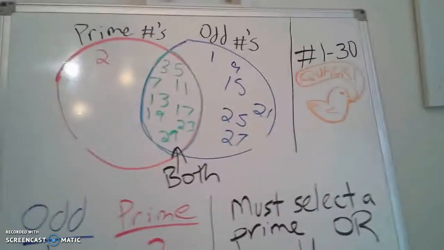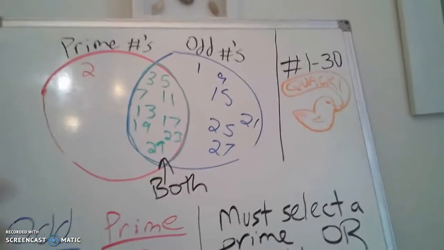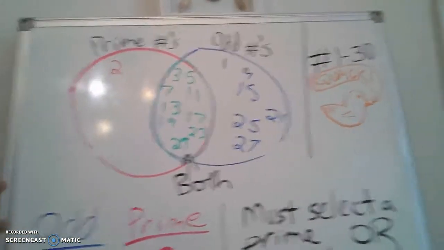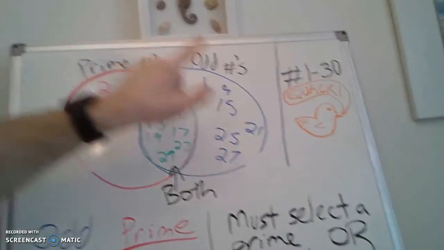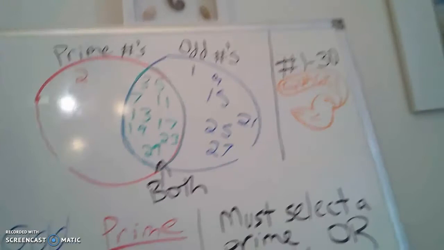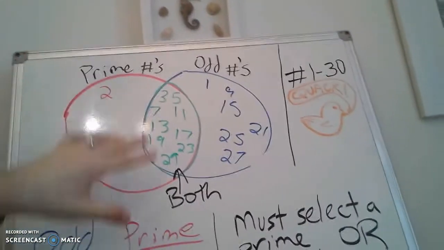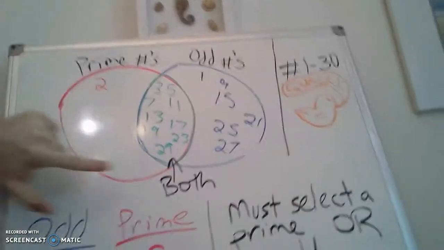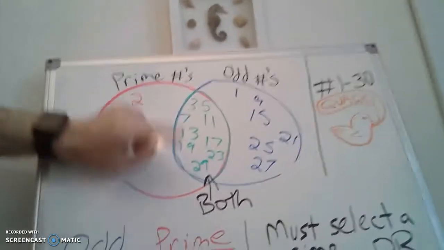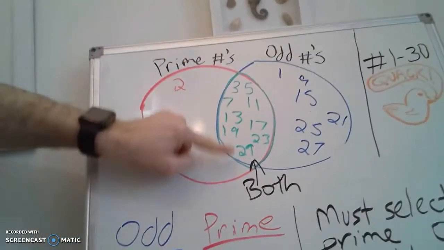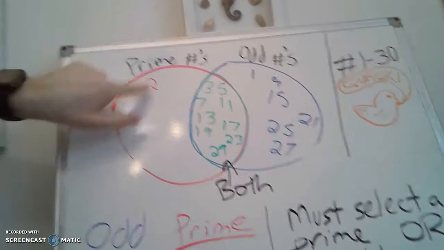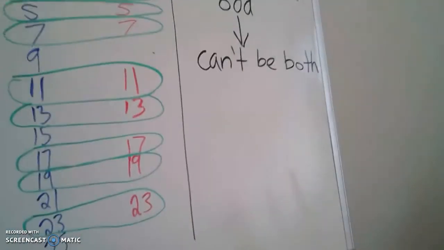So now when we're trying to figure out the probability, we're not just going to add those numbers and say, oh, it's that over 30, right? Because it's 30 total numbers. But instead, we're going to look at how many numbers are prime, how many numbers are odd. Then we're going to subtract the intersection here so that we only count each number once. So let's go ahead and do that.